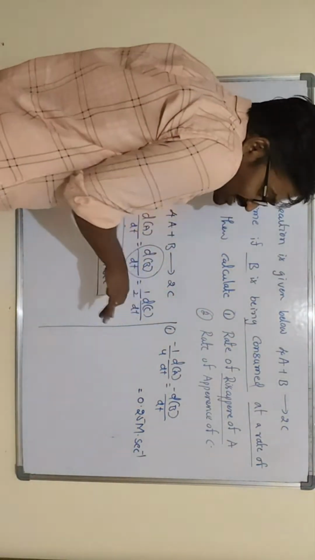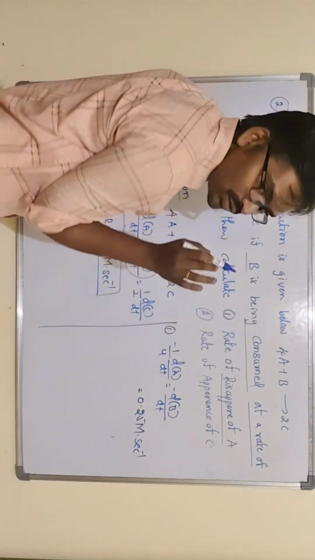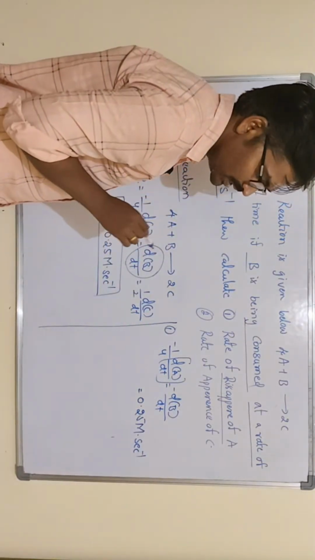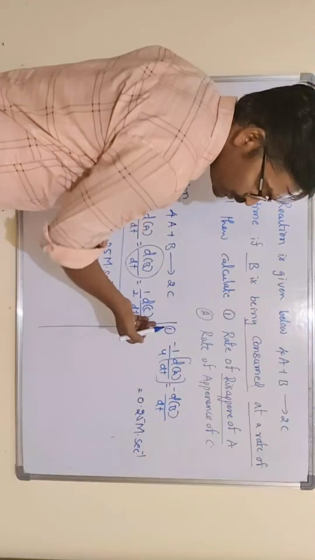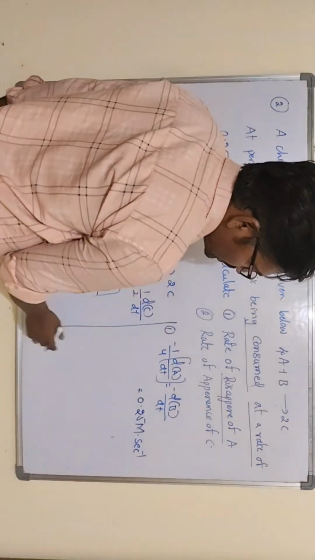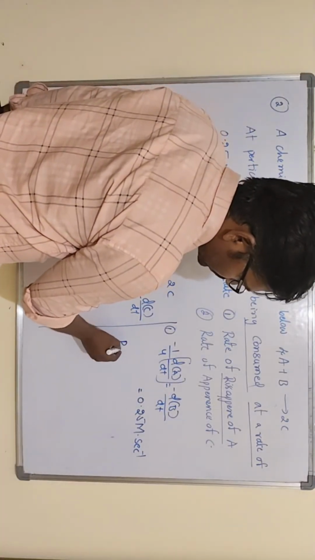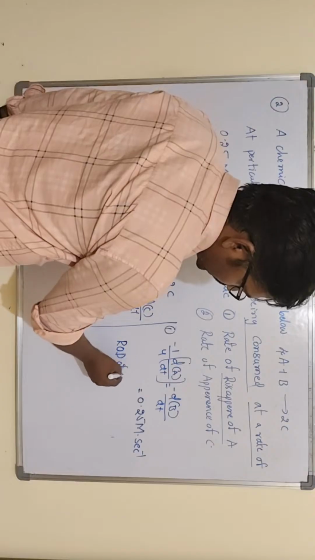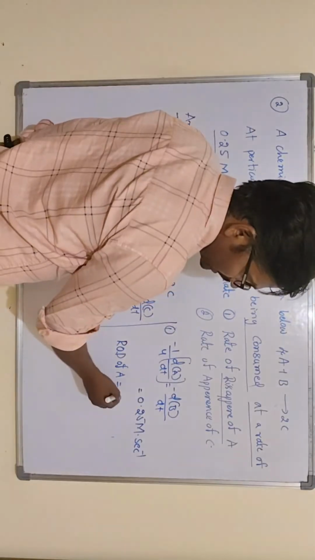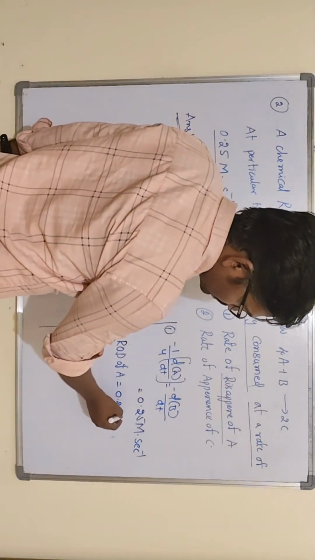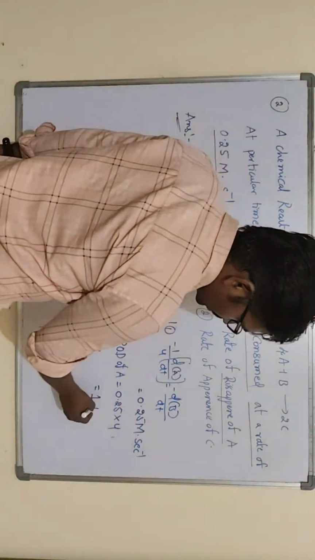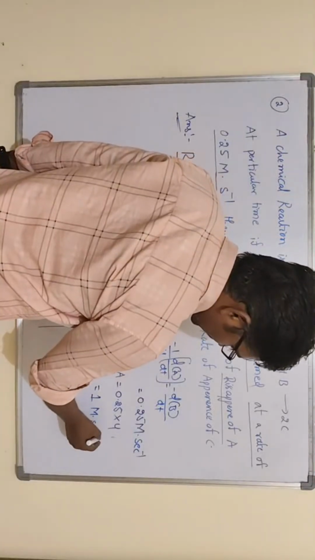So now what they're asking in the question is the rate of disappearance of A. Only the rate of disappearance comes. Clear? Understand all of you? So 4, when it is sent to that side. Look at me, my dear students. Then the rate of disappearance of A equals, 1 by 4 goes to that side, so 0.25 into 4. How much can you get? 1. So you get 1 molarity second inverse.